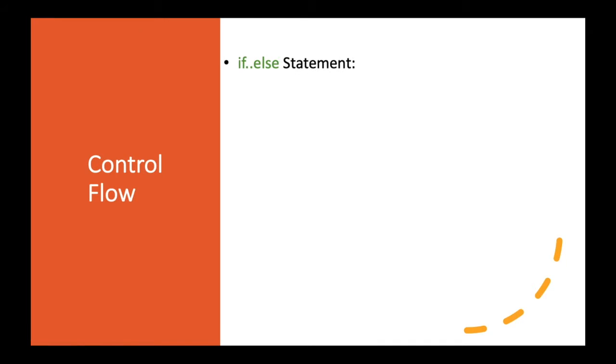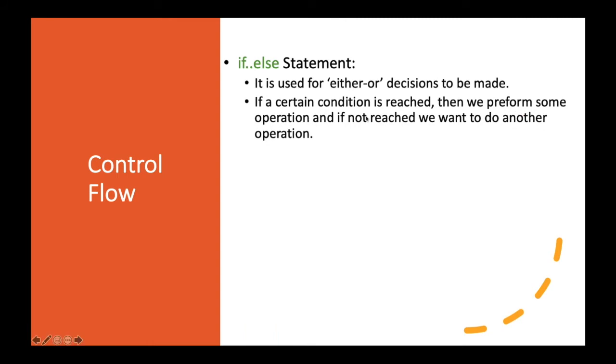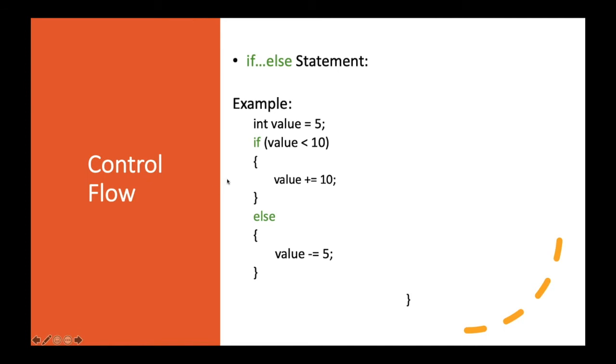Now let's look at another statement, the if-else statement. The if-else statement is an either-or decision making statement. If a certain condition is reached, then we perform some operation. If that condition is not reached, if that condition is false, then we do something else. Let's look at the syntax. If this condition is met, then we execute the statements within these two curly braces. If this condition is not met, if it is false, then we execute another set of statements within the else block.